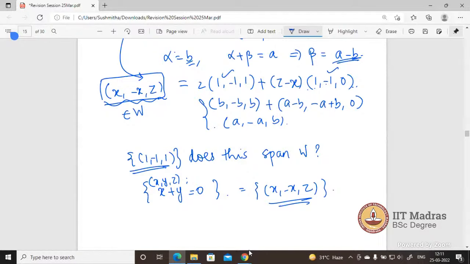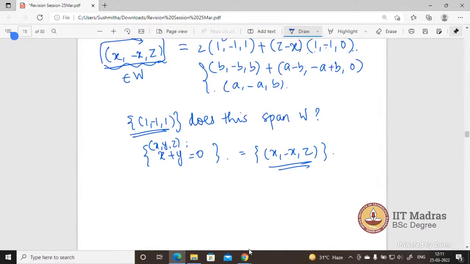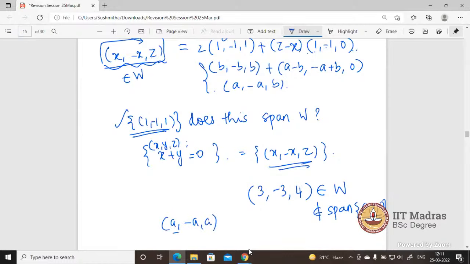The answer is no. Can you give me one vector in W which does not belong to the span of this? Any vector, like 3, minus 3, 4. That belongs to W, right? Yes. But it does not belong to the span of that set. You're not able to write this with the help of the span, right? Because the span of this is A, minus A, and all three coordinates should have the same magnitude. But that is not this set.